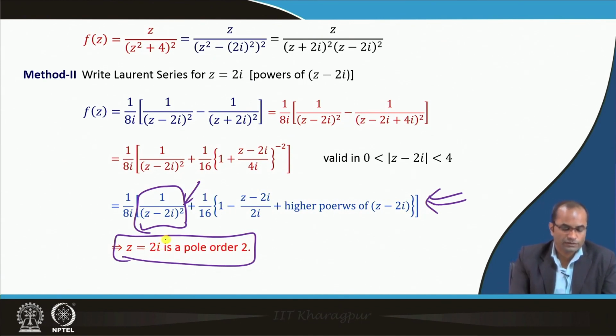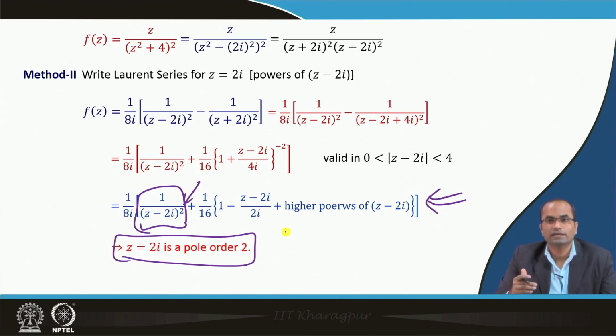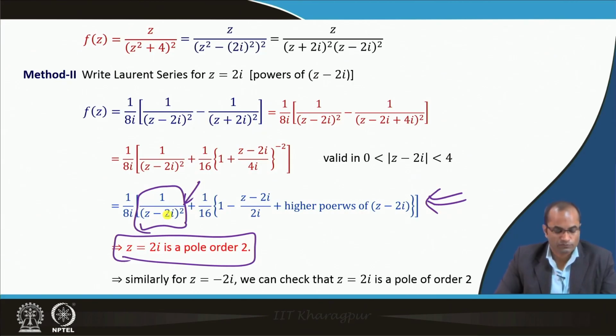Similarly, for z equal to minus 2i, we can expand in terms of z plus 2i, and again we will observe the same situation, that this is a pole of order 2.